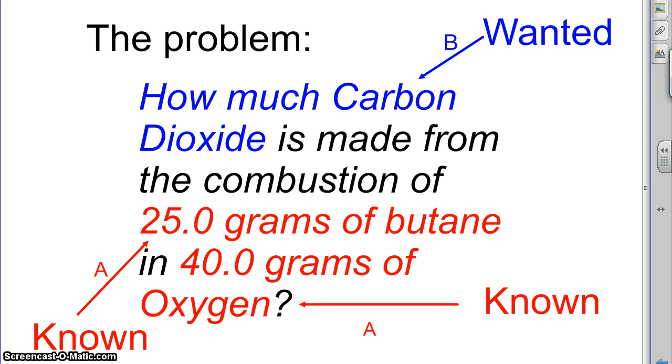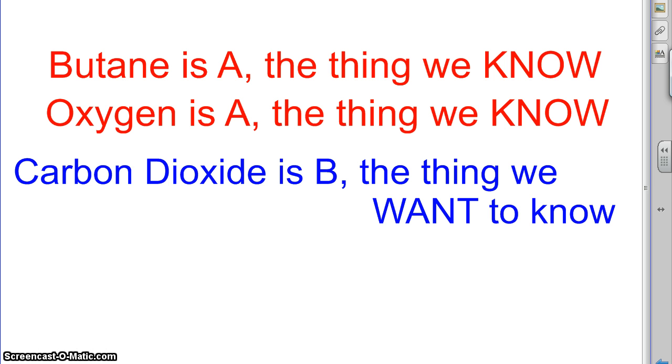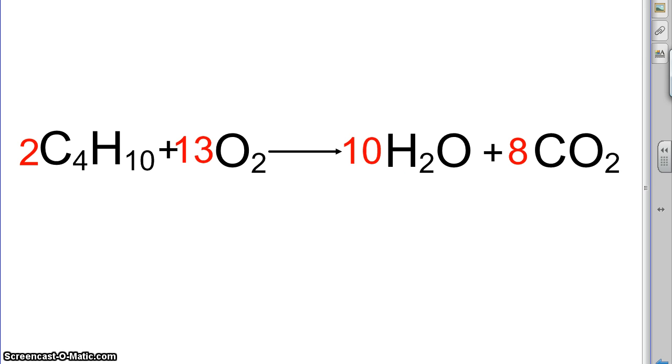B is still how much carbon dioxide is made. That's still what we want. That's not changing here. So butane is A, the thing we know, but oxygen is also A, the thing we also know. And carbon dioxide is B, the thing we want to know. So there's our reaction. There is our A. Oh, but there is our A also. I'm going to label them both. We know both of those quantities. And there is our B.